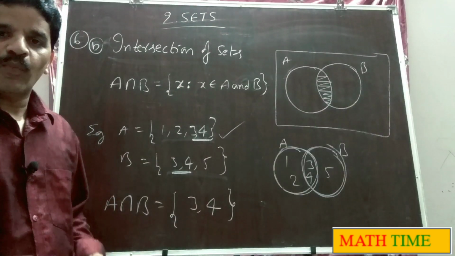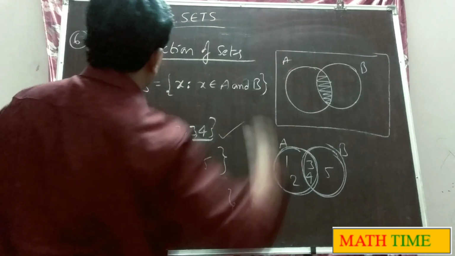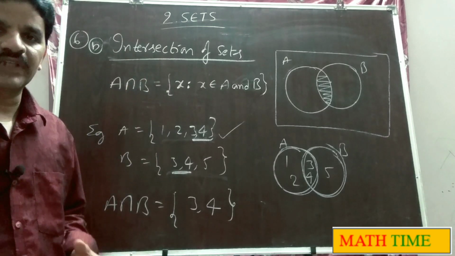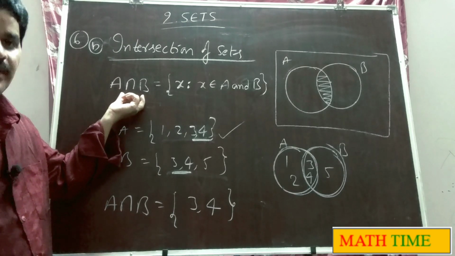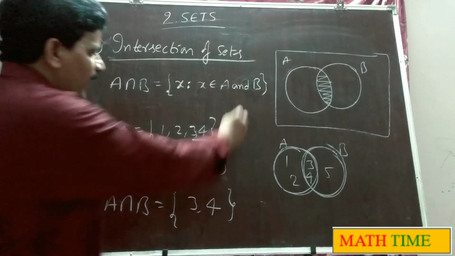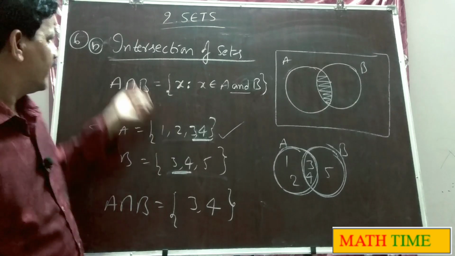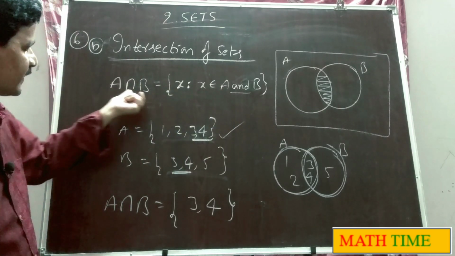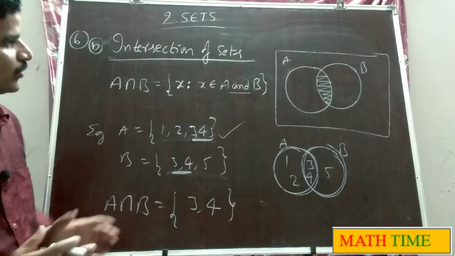So the second important and interesting operation is intersection of sets. The intersection of two sets A and B is defined as A intersection B equal to X such that X belongs to A and X belongs to B. In union it is OR, in intersection it should be AND. So A intersection B is a set which contains common elements of both A and B.